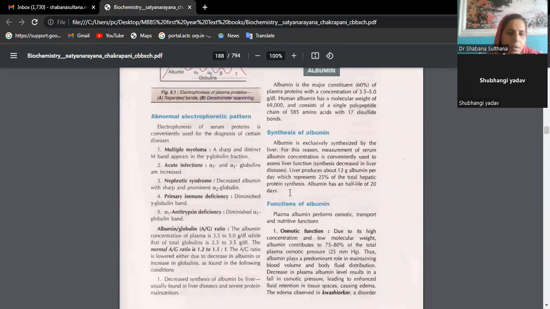Now, abnormal electrophoretic proteins we generally find with certain diseases. Multiple myeloma, it's bone marrow cancer. Acute infections. Nephrotic syndrome, in that case you will see heavy loss of proteins in the urine. You call that condition nephrotic syndrome. Immunodeficiency disorders like HIV, AIDS. There also you will see gamma globulin levels are decreased. Antitrypsin deficiency also.